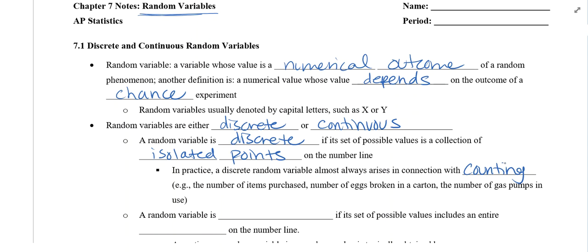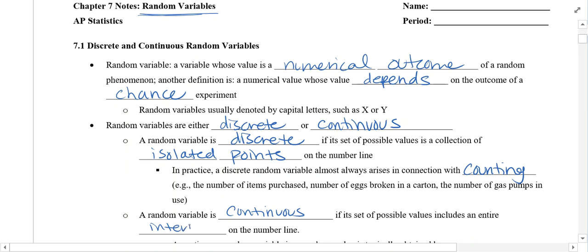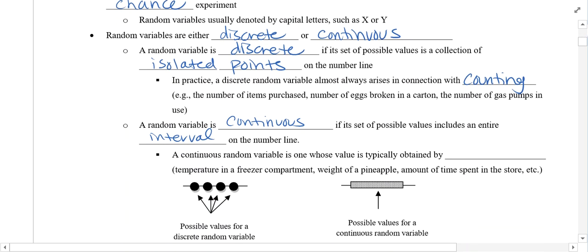Okay, so a random variable that is continuous, its set of possible values includes an entire interval. Continuous random variables are ones whose values are typically obtained by measurement. So the temperature in a freezer compartment. We are only limited by our measuring device. If it's 1 decimal place versus 2 or 3, we can have continuous values, which means all the possible decimals between, in the freezer, say 20 degrees to 32 degrees. We can just have all possible values in between there.